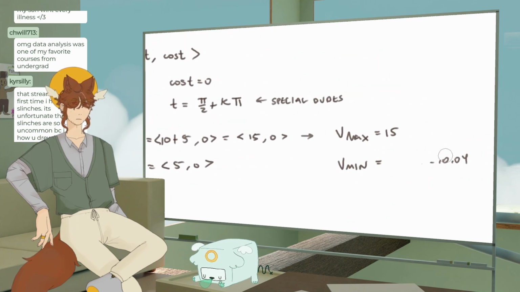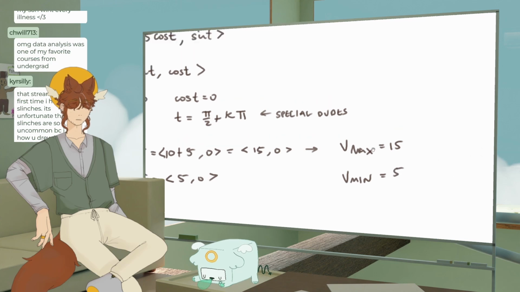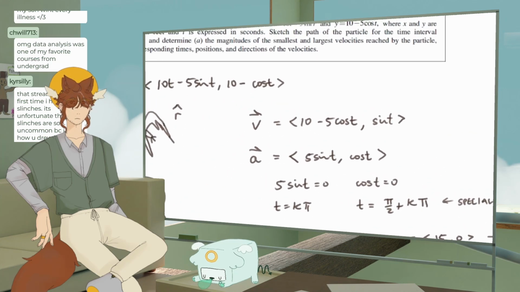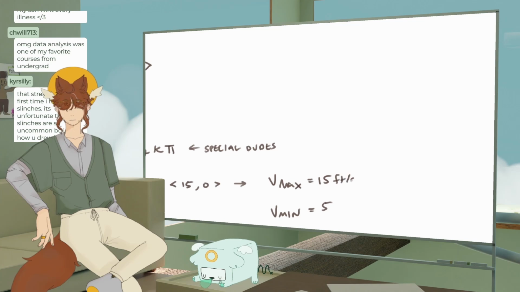Vmin is not 10.04. Vmin is 5. Meters per second, feet per second. What are we doing? Feet per second, because we're American.